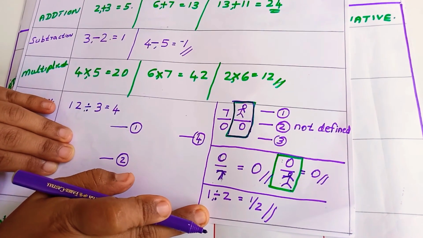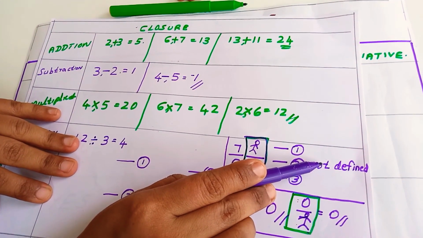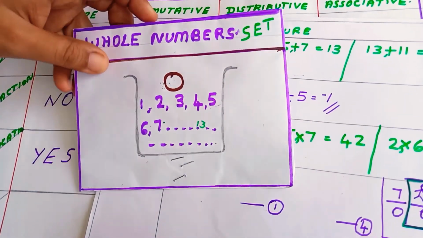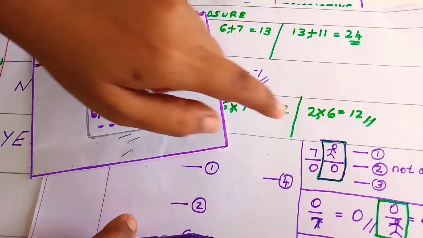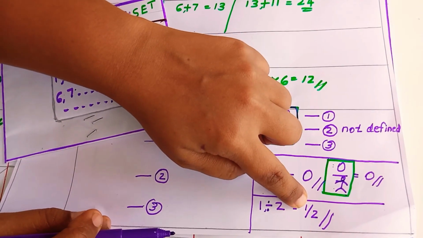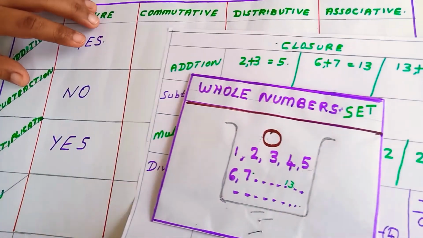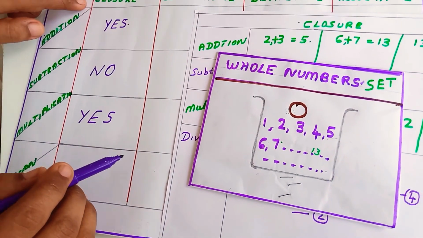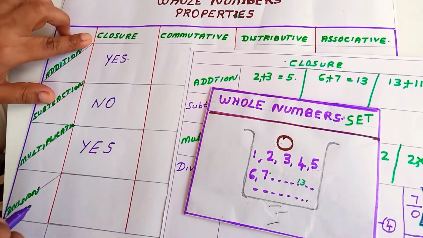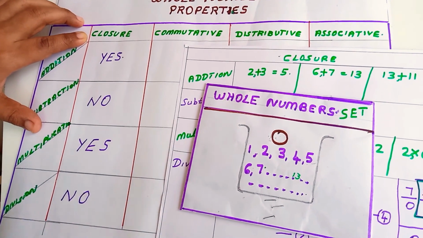From these examples, I can say that the answer not defined is not in the whole number set. And 1 by 2, here we got the answer as 1 by 2, that is also not in this whole number set. So I can write here that whole numbers do not satisfy closure property under division. So here I am going to write down no.